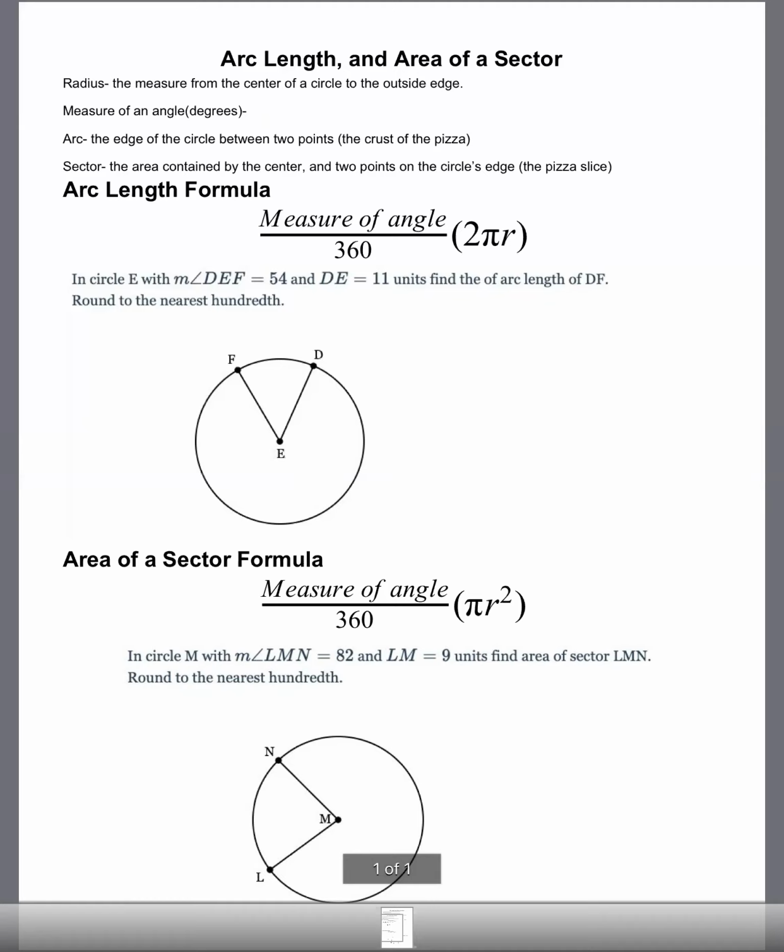So then an arc is the distance between 2 points on the edge of the circle. So from F to D, that curved piece is called the arc. Think of it like the crust of the pizza. Make sense?